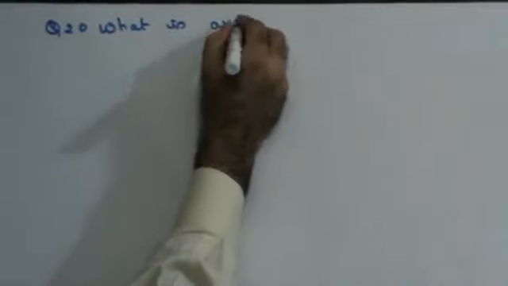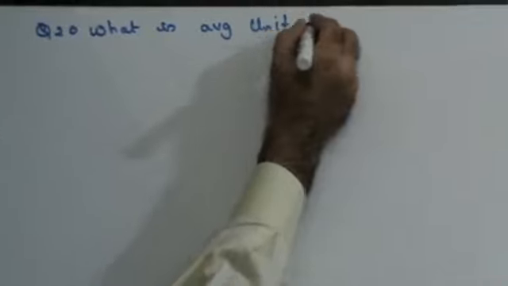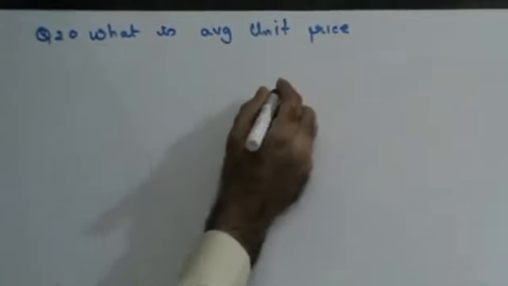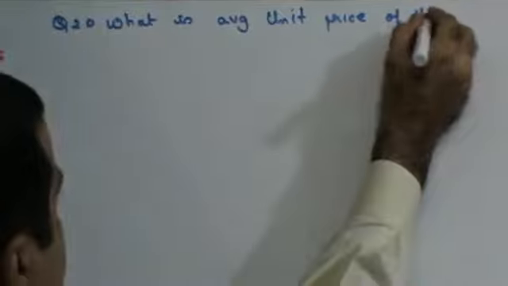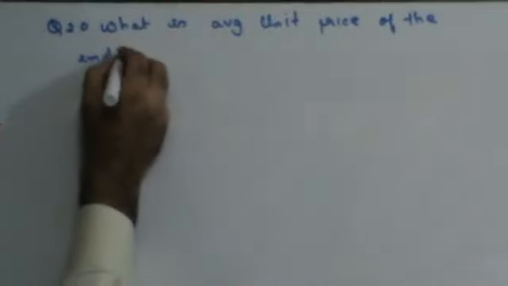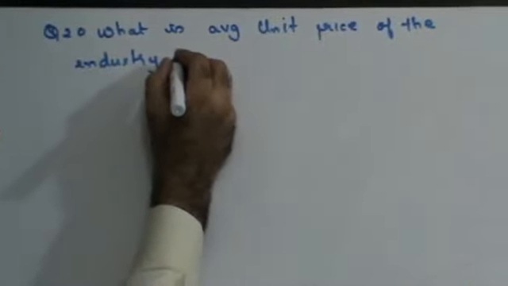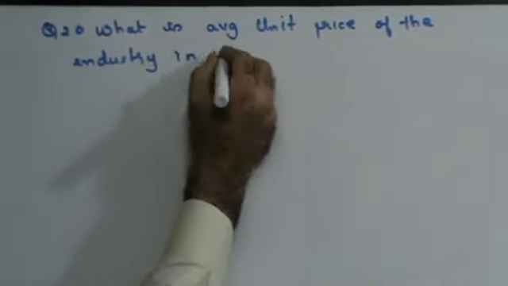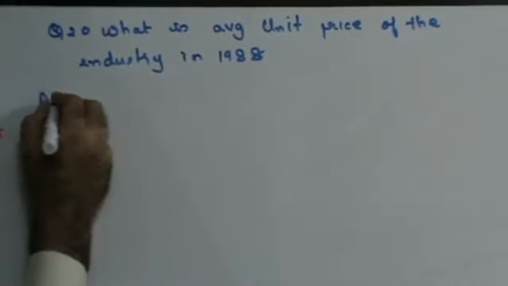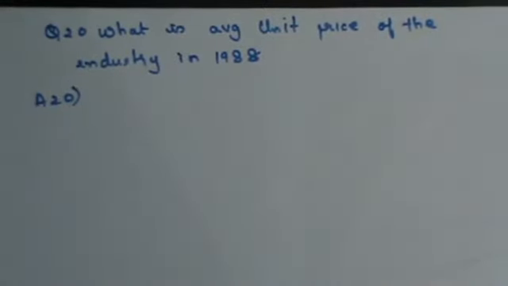First question, question number 20. What is the average unit price of the industry in 1988? Average unit price of the industry.